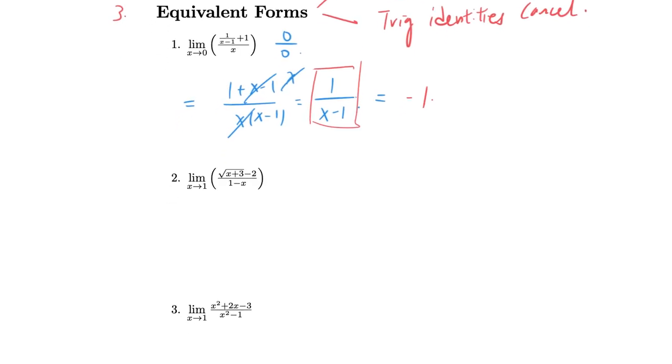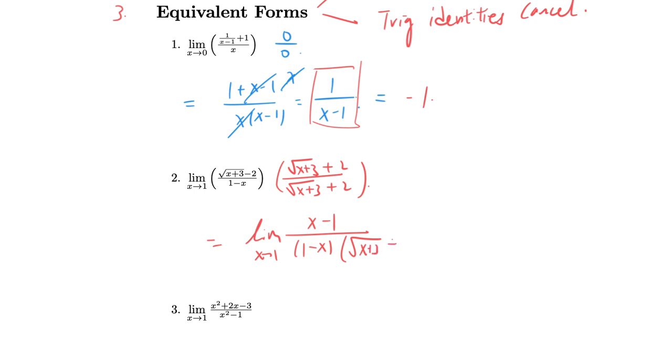So for our next one, the instinct would be to multiply by its radical conjugate, or its radical conjugate's negative. Here, I would just multiply by this over here, and this would give the limit as x approaches 1 of x minus 1 over 1 minus x times root x plus 3 plus 2. And this would cancel to -1, and so you can safely plug this in and obtain -1 over 4.